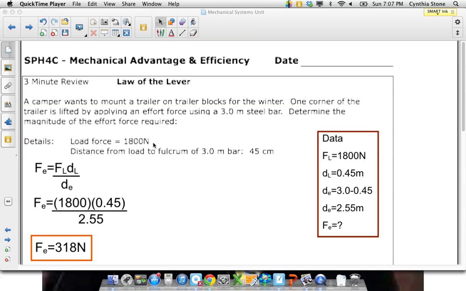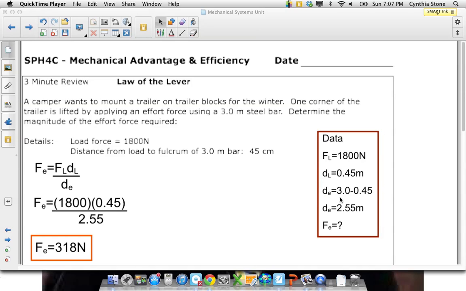We know the load force is 1800 newtons. That's the back end of the trailer. And the distance from the load to the fulcrum, so that'll be DL, is 0.45 meters. We're asked to find FE. Just looking at the givens, we're given FL straight up, we're given DL.